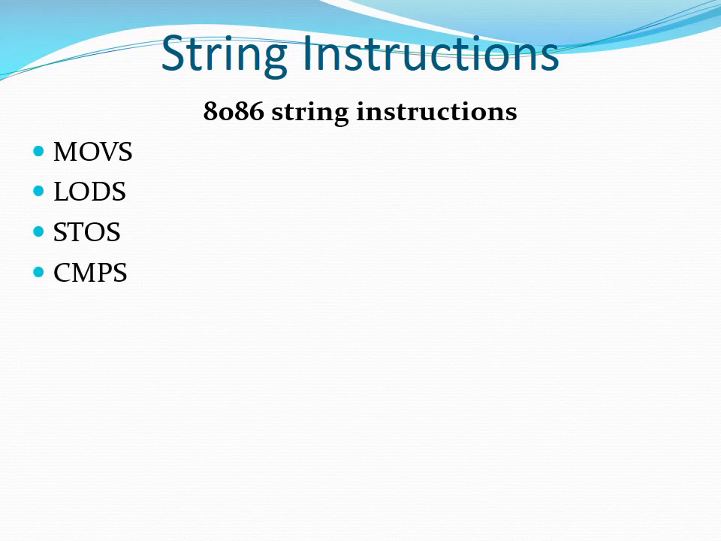The compare string instruction compares the item in memory location pointed to by DI to the item in memory location pointed to by SI. After that, it adjusts DI and SI. The scan string instruction compares the contents of the accumulator to the contents of the memory location pointed to by SI. After that, it adjusts SI.